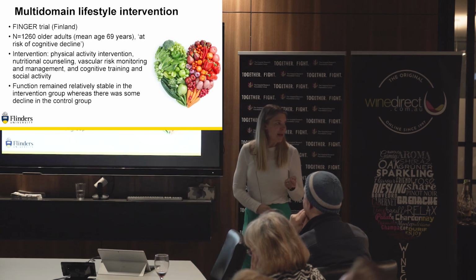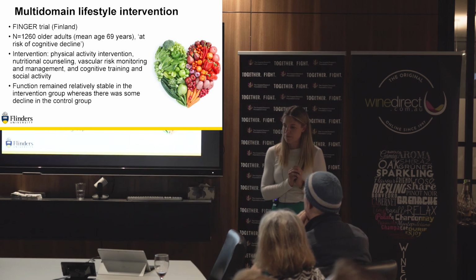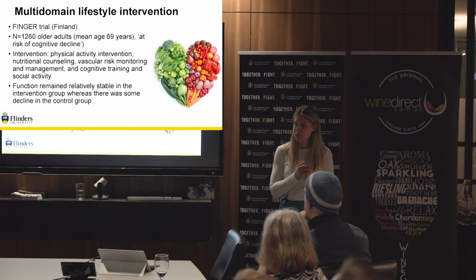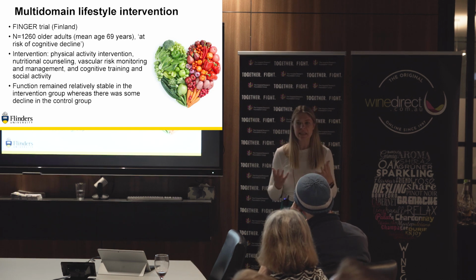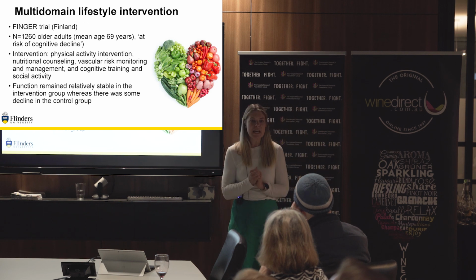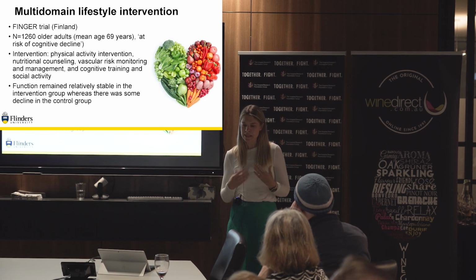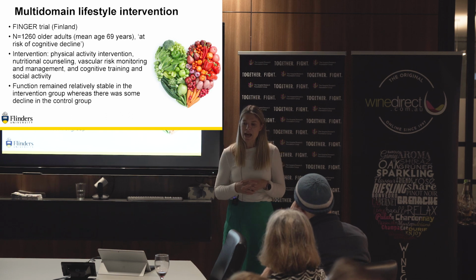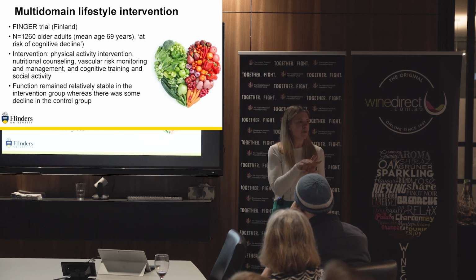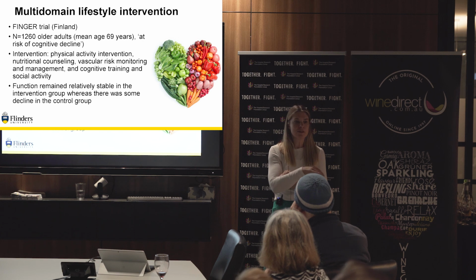So one of the biggest trials around dementia prevention took place in Finland. It was called the FINGER trial, so it had over 1,000 adults, and these were people who were at risk of cognitive decline. Basically in this trial, they gave them anything they thought helped. So people who received the intervention did exercise, had nutritional counselling, they looked at their cardiovascular risk factors and management, they provided them with cognitive training, and they talked about maintaining their social connections and social activity. And what they found was, interestingly, those people who were at risk in the control group who didn't get that did experience further decline, but those who got everything remained relatively stable in terms of their cognitive function.